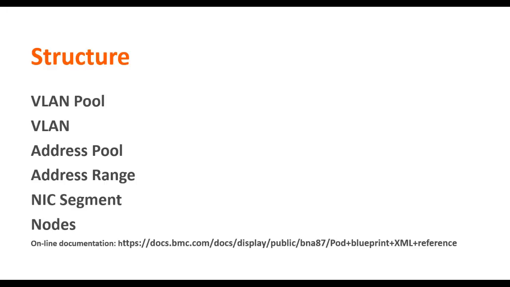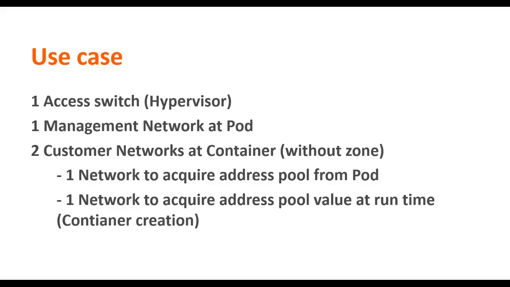One or more nodes will be presented to represent the hypervisor access switches or additional network devices that may be present in an environment. In this example, we will use one access switch which is residing on a hypervisor. We will create one management network at the pod level. We will also define two customer networks at the container level without a zone.